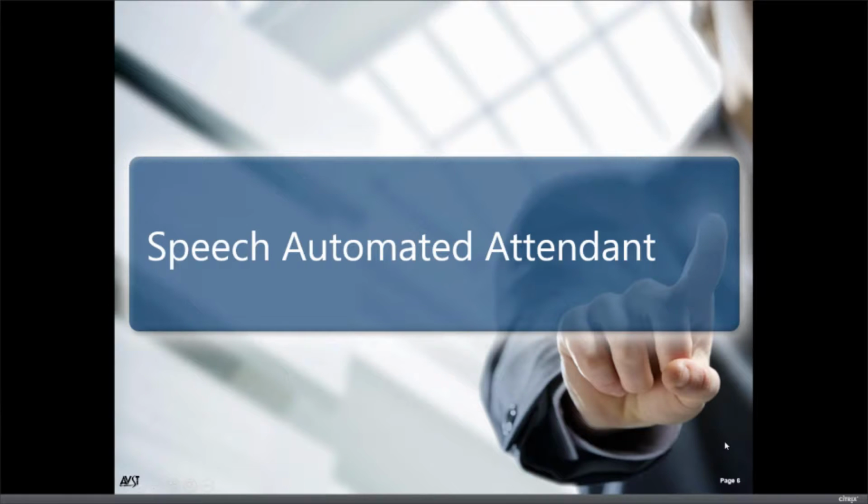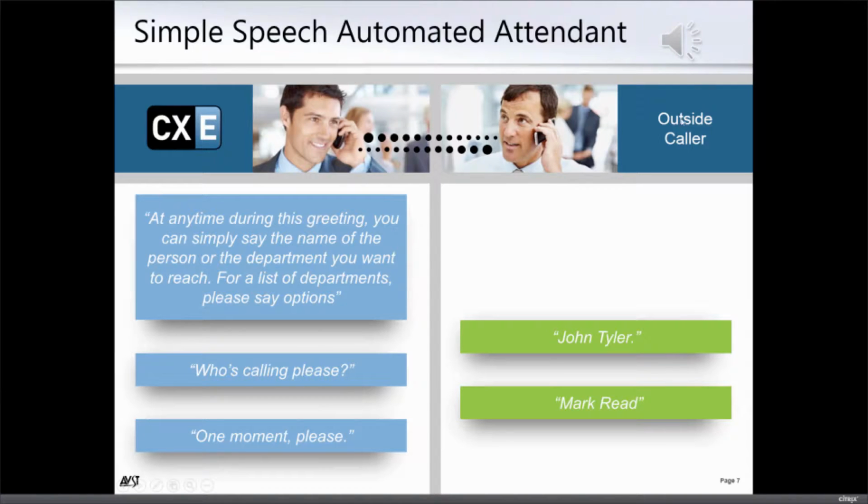So let's take a look at the Speech Automated Attendant, because the Speech Automated Attendant is sort of a starting place in terms of what people might actually want to do. And so the way we'll do this is we'll actually let you listen to a little session here.